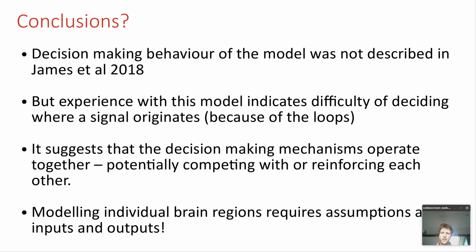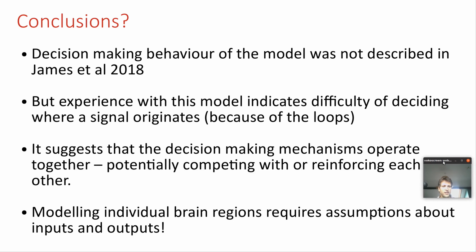And the model also suggests that these decision-making mechanisms, because there are several locations where there are decision-making mechanisms in that model, are all working together. They might be competing with each other, or they might be reinforcing each other. But my view is that there's decision-making going on all over the place at the same time, and that different brain tissue is contributing different kinds of decision-making processes.